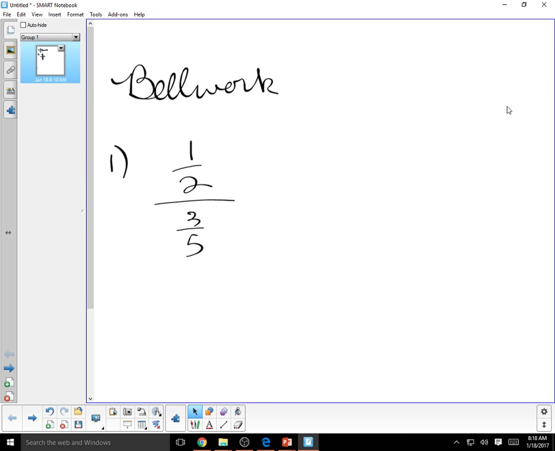By 3/5. What do you do? You multiply instead of dividing. Instead of dividing, you're going to multiply by the reciprocal of the denominator. So 5/3, and then we can cross cancel, right? So that's 5/6. And we're good.